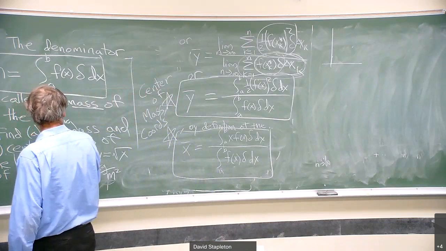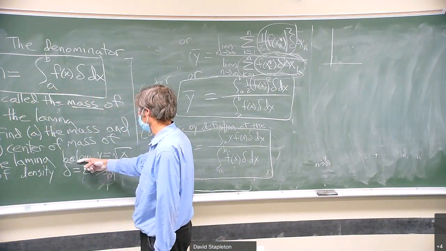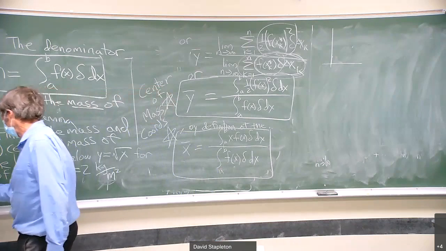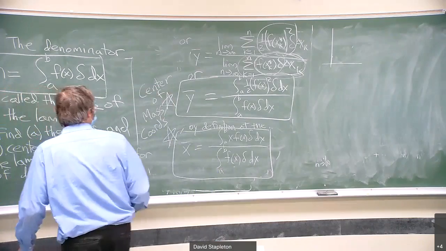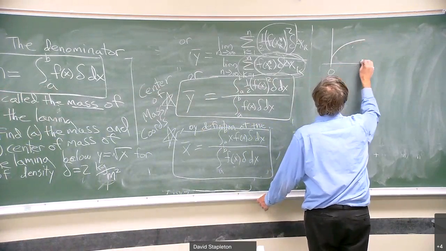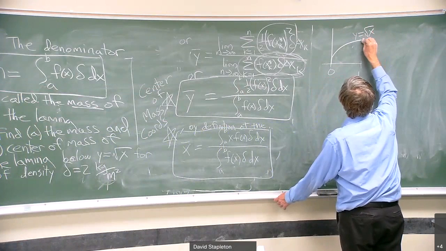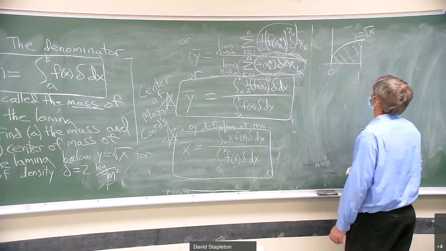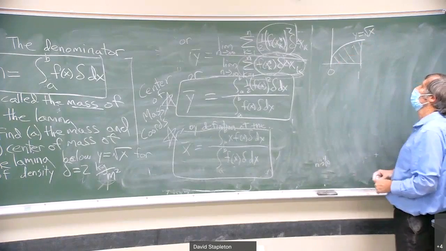So this is below, and then the lamina below this for 0 less than or equal to x less than or equal to 1. So here's the picture. It goes from 0 to 1. Here's the curve y equals square root of x. I wonder what the mass of that is, and I wonder where I could put my finger and so it would balance, right?